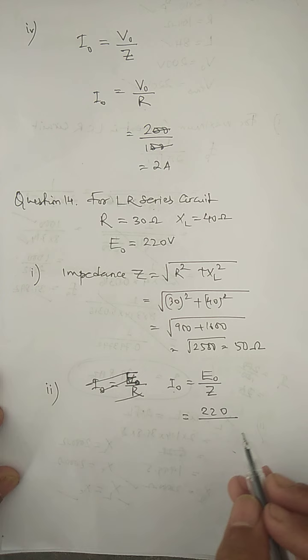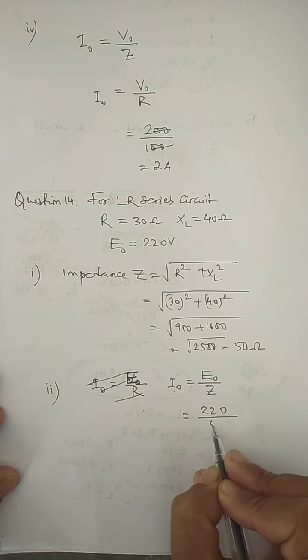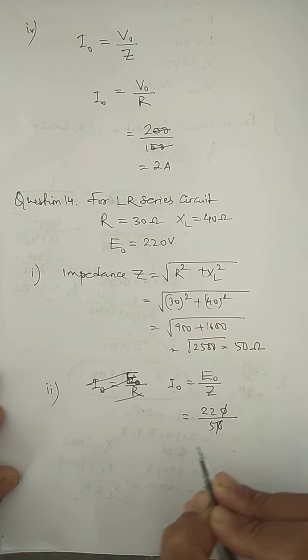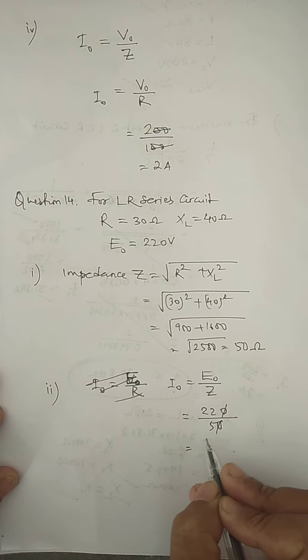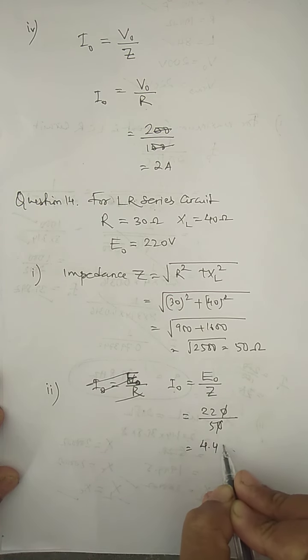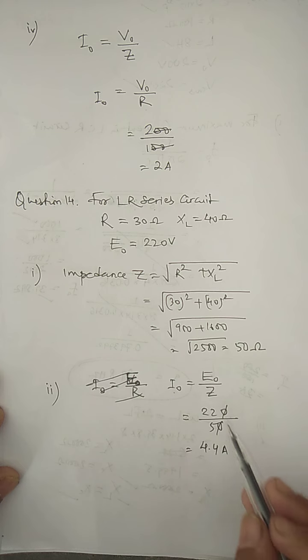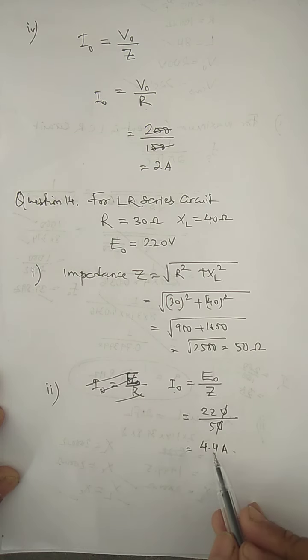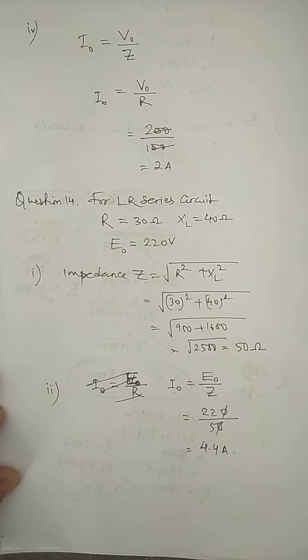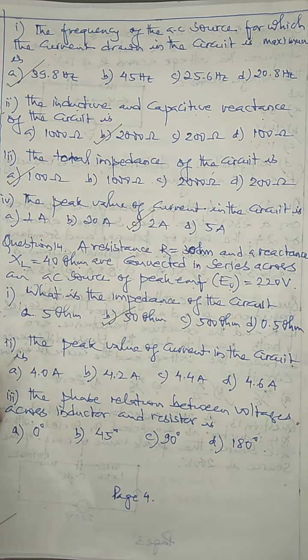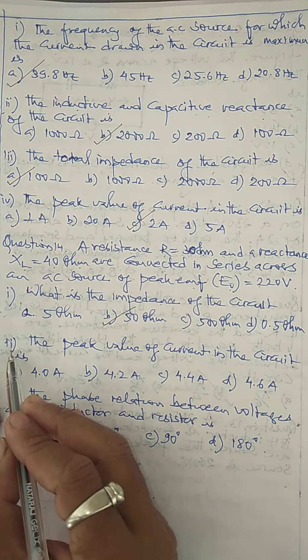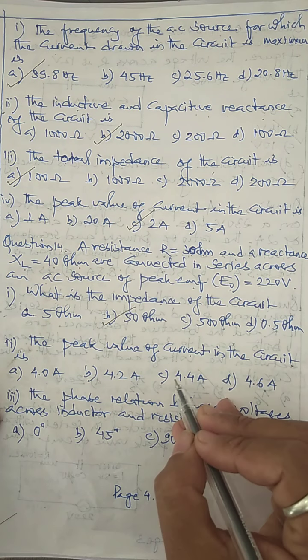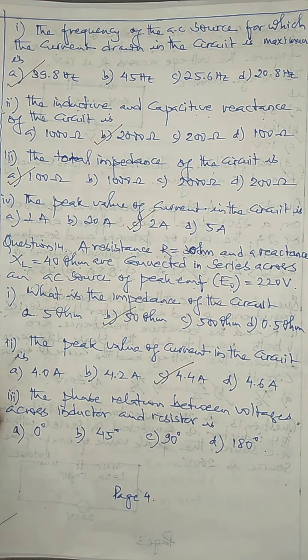Now impedance is given as 50. So 0 and 0 cancel out. Now 22 by 5, if we divide, it will be 4.4, and the unit is ampere. So what is the peak value of the current? 4.4 ampere. Therefore, the correct option of question number 14, second part, is option number C, 4.4 ampere.